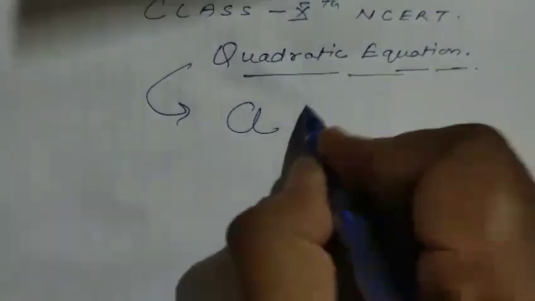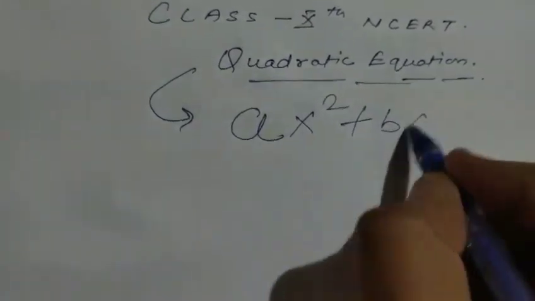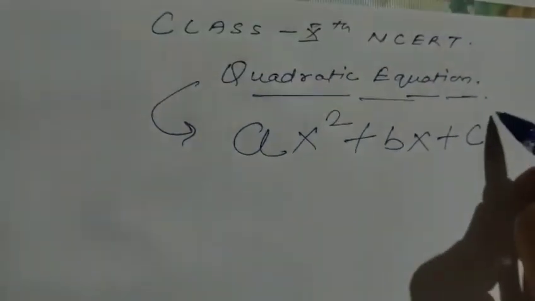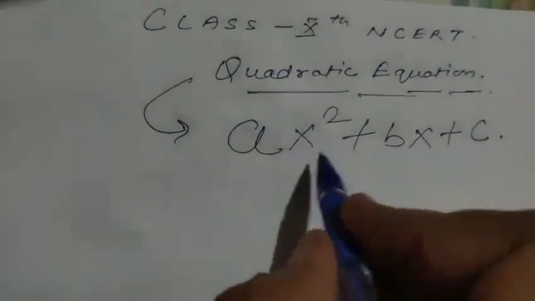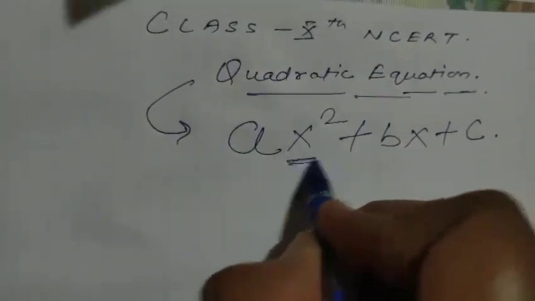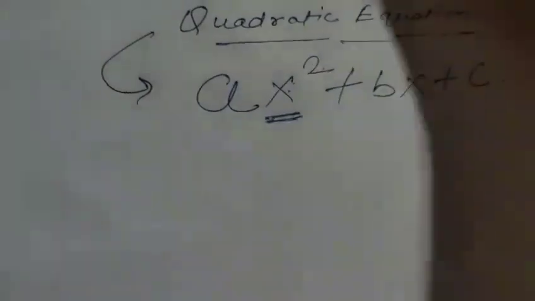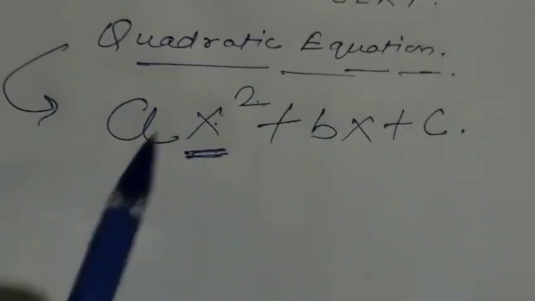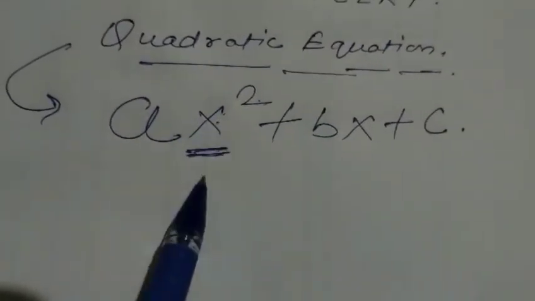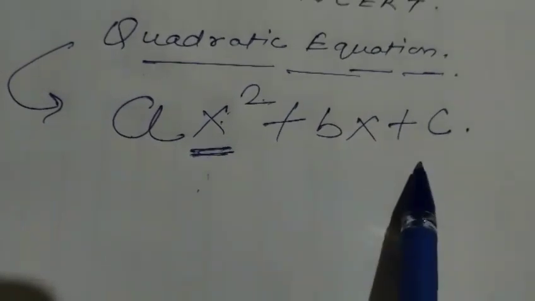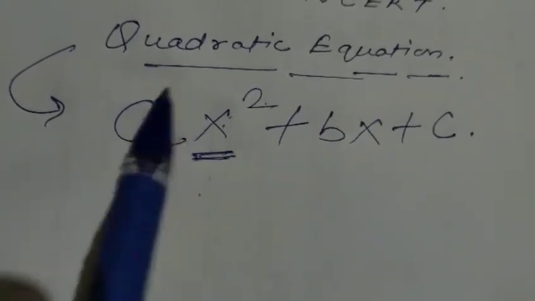First is ax square plus bx plus c. What is a quadratic equation? ax square plus bx plus c is a quadratic equation. Why is this called a quadratic equation? Because the variable here is x. If the highest power of the variable is 2, then this equation is known as a quadratic equation. Variable power, not variable.